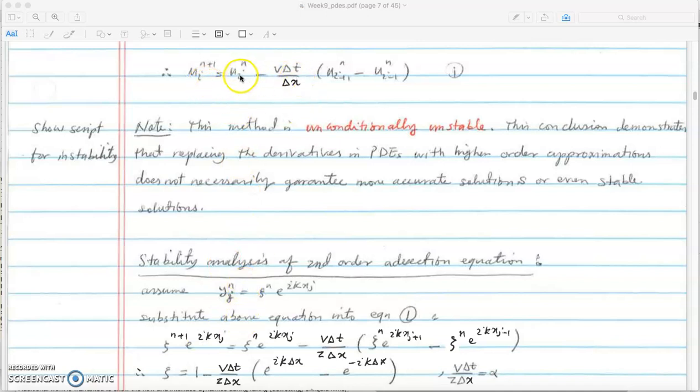Alright, on the right side we have c raised to n exponential of i k x_j, and then minus v dt/dx. Now we're going to have 2 dx. I think there's a typo here, it should be 2 dx. And then times, from here we have exponential of i k x_(j+1), and this one is exponential of i k x_(j-1).